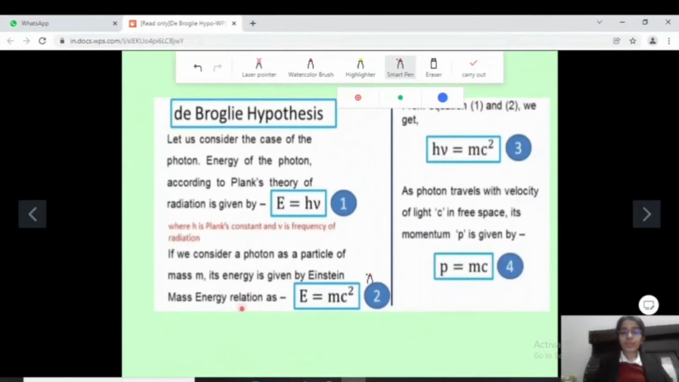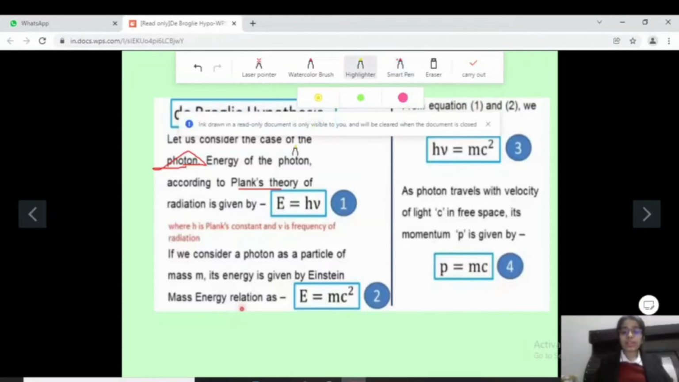To prove this hypothesis, we have to consider the case of a photon. According to Planck's theory, the energy of a photon is given by E equals h nu, where h is Planck's constant and nu is the frequency of radiation.